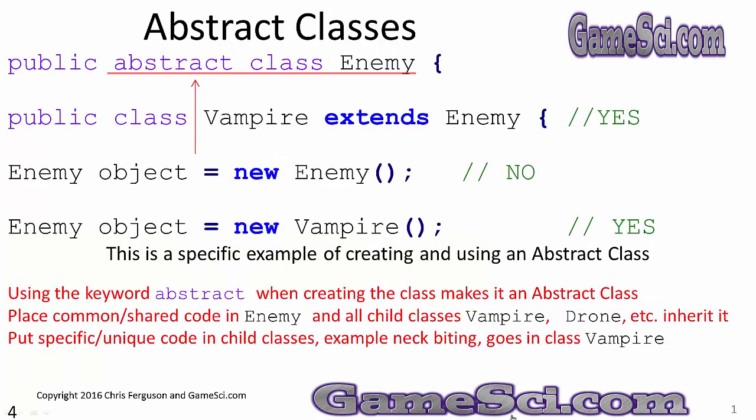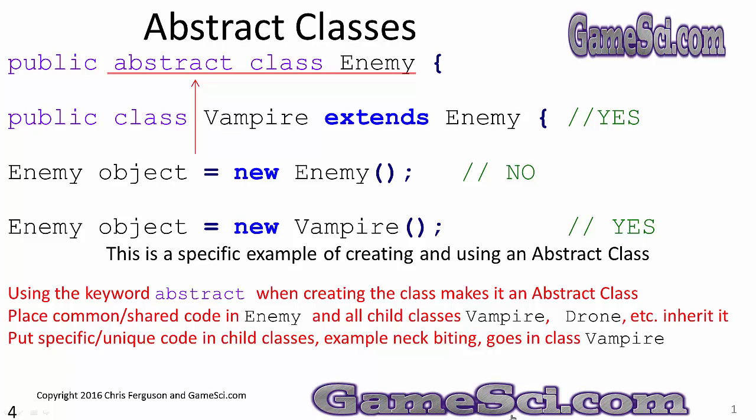Now let's look at a specific example of creating and using an abstract class. These are code snippets. I'm not showing you the whole program. I'm showing you the pieces in order to create and use an abstract class. Using the keyword abstract when creating the class makes it an abstract class. Enemy, in this case, public abstract class Enemy, is going to be an abstract class.